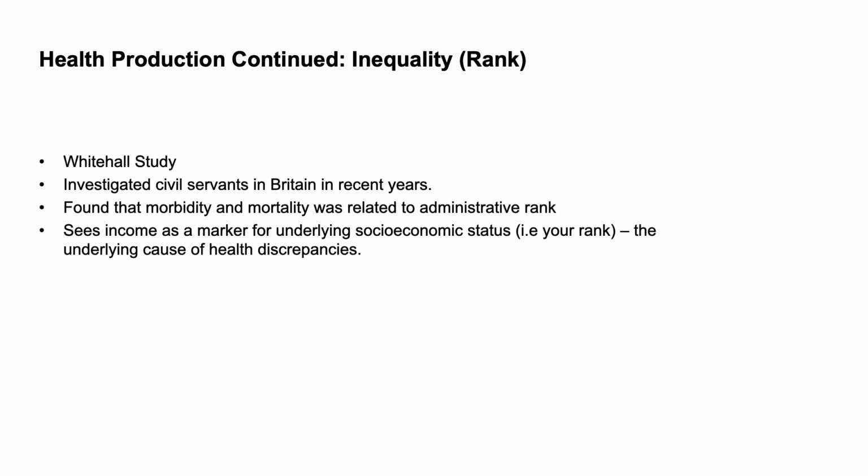This slide introduces a fascinating and influential body of research from the Whitehall study. This study, which followed British civil servants, found a clear social gradient in health. It showed that the lower a civil servant's administrative rank, the higher their rates of morbidity, sickness, and mortality, death. This was true even after controlling for traditional risk factors like smoking or obesity. The researchers argue that income itself is not the underlying cause of these health discrepancies, but rather a marker of a person's socioeconomic status or rank.